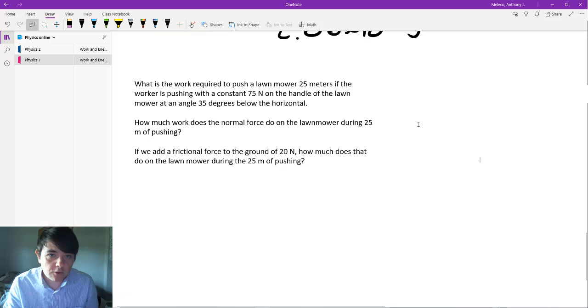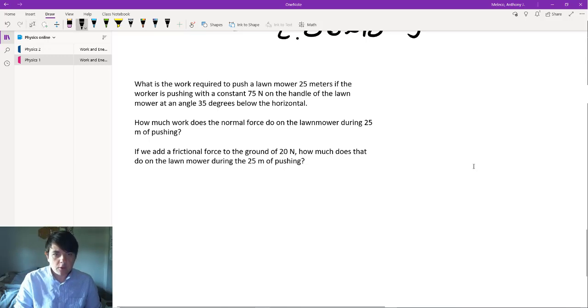What is the work required to push a lawnmower 25 meters if the worker is pushing with a constant 75 newtons on the handle of the lawnmower at an angle of 35 degrees below the horizontal? That's step one. Then we want to know how much work the normal force does on the lawnmower during 25 meters of pushing. And then if we add a frictional force from the ground of 20 newtons, how much work does that do on the lawnmower during the 25 meters of pushing?